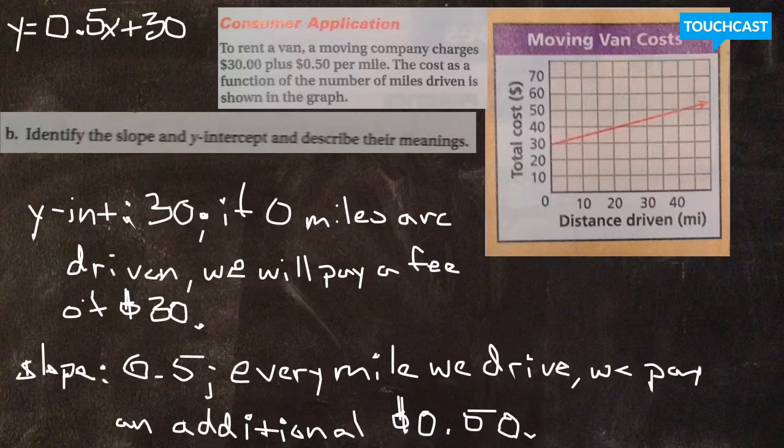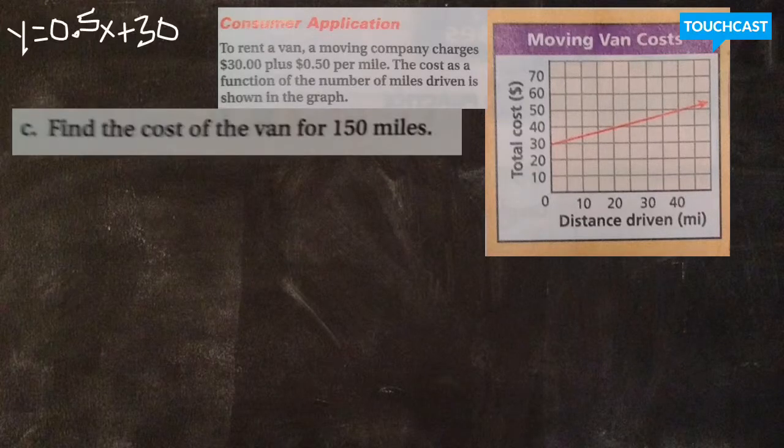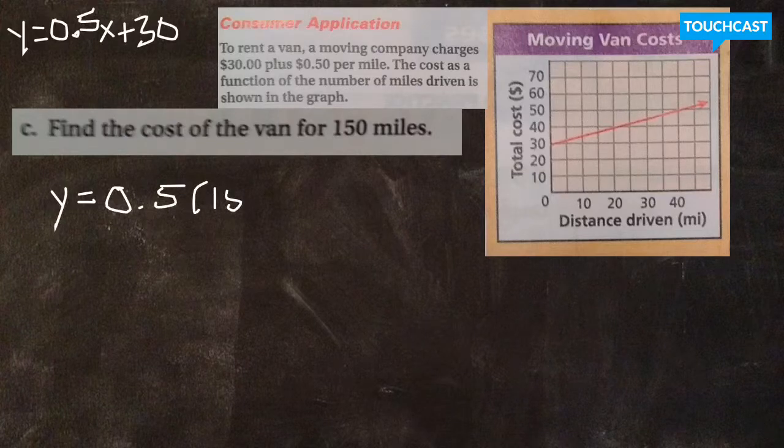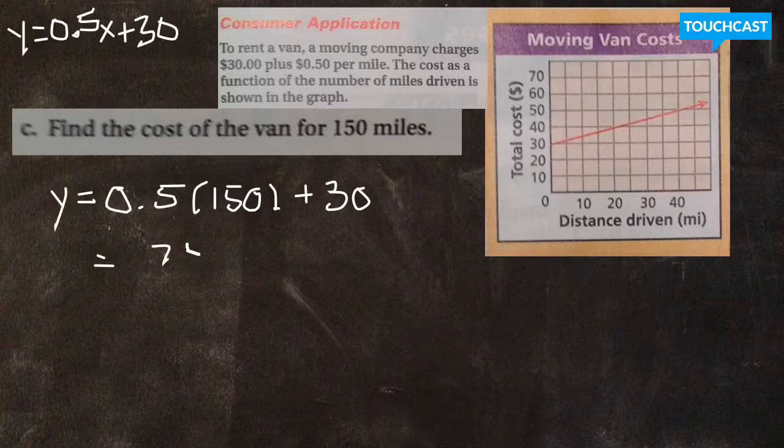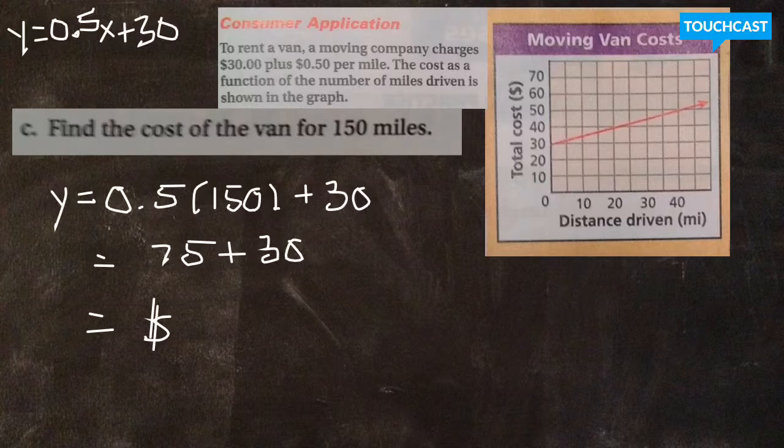So now let's look at C. C is to find the cost of the van for 150 miles. So we're going to plug in 150 for x. So y is going to be 0.5 times 150 plus 30. And 150 times 0.5 is 75. And 75 plus 30 will give us that the total cost for the van, if we drive 150 miles, is $105.